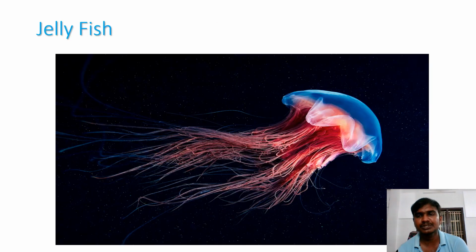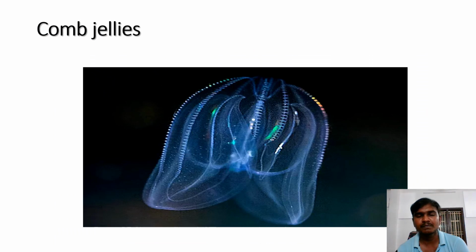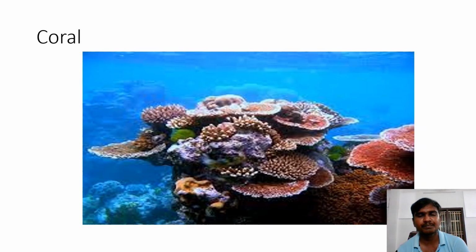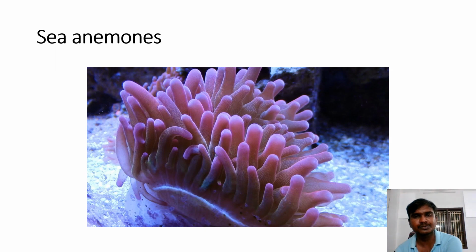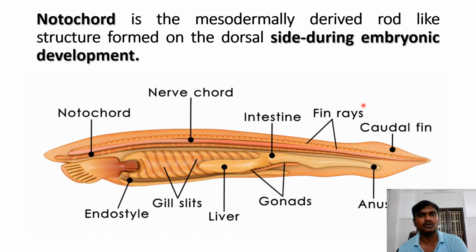This is the jellyfish, this is the comb jellies, this is the corals, and this is the sea anemones. Final one is the notochord. Notochord is the mesodermally derived rod-like structure formed on the dorsal side during embryonic development. This is the nerve cord. This is the notochord. Observe this. This is the caudal fin. This is the fin rays, gonads, anus, gill slits, liver, endostyle.